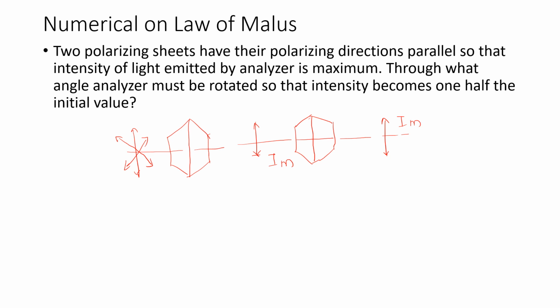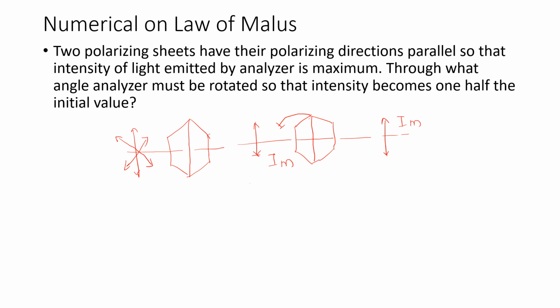This is what we get from this first sentence. Two polarizing sheets have their polarizing directions parallel so that the light emitted by the analyzer is maximum. Through what angle this analyzer should be rotated so that the intensity becomes 1/2 of its initial value. So this intensity we want to reduce to 1/2. By what angle should we rotate it?